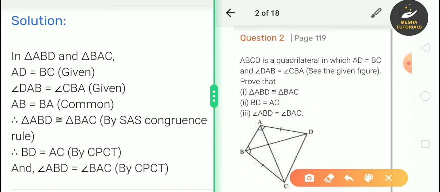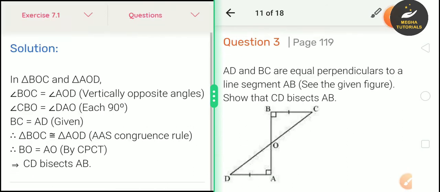Now these two triangles are congruent, therefore we can write BD equal to AC, because of CSCT or CPCT, as well as angle ABD, this small angle, is equal to angle BAC, this small angle, again by CPCT or CSCT. This is the final answer.